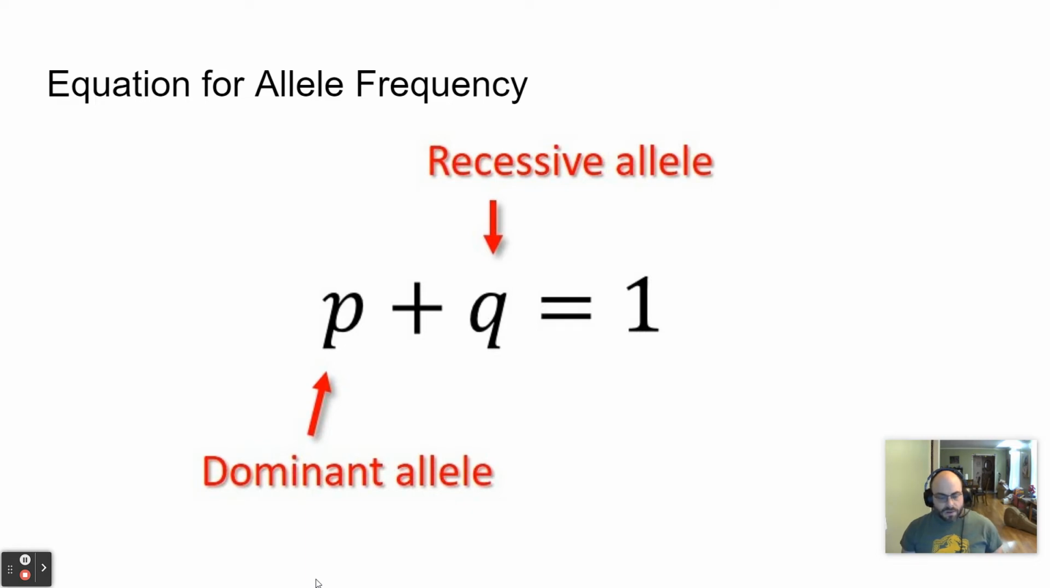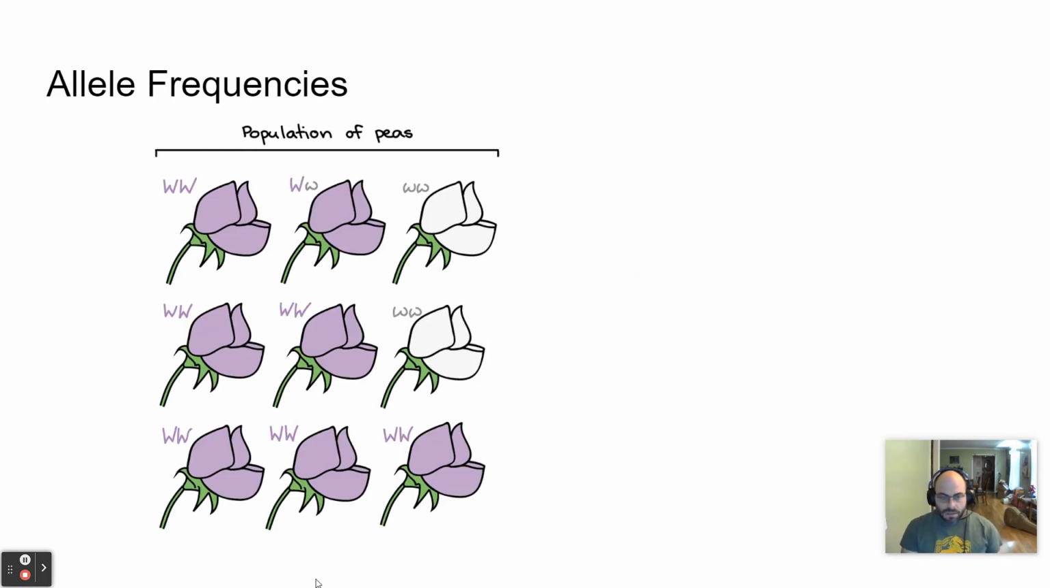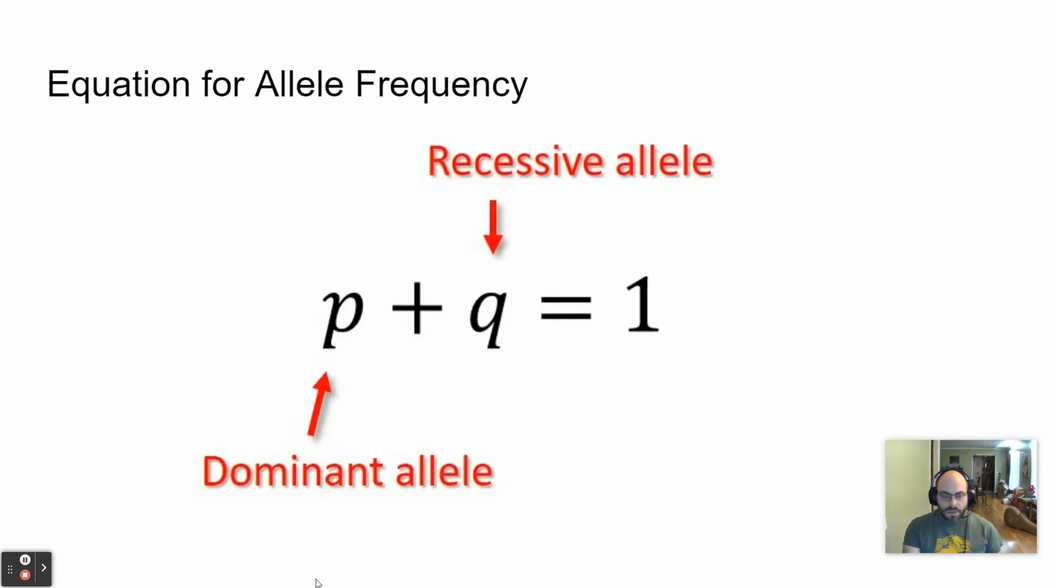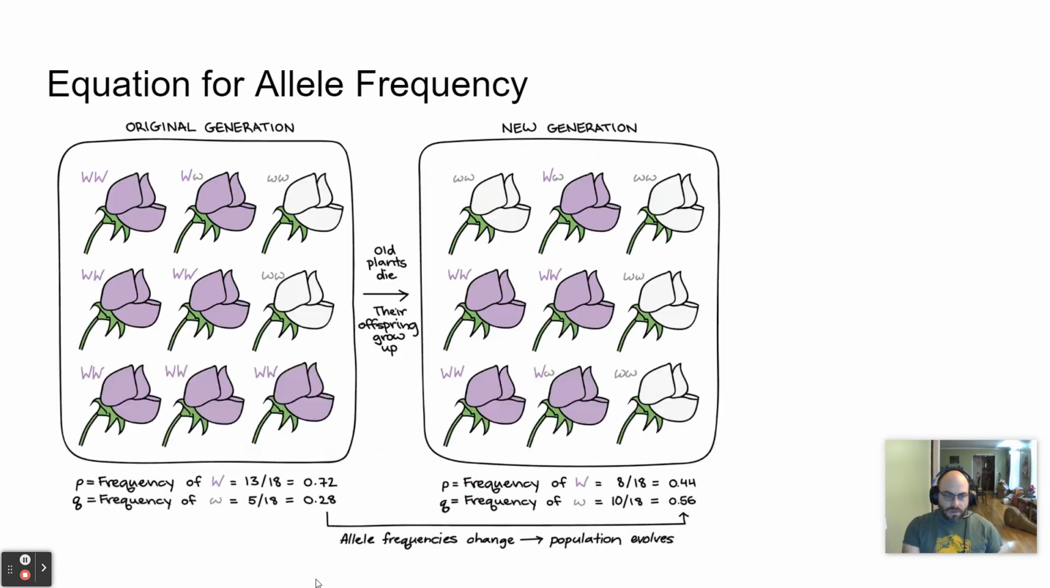Well, this is the first of the equations that we have dealing with this. These are the Hardy-Weinberg equations, and they say that the percentage of dominant alleles plus the percentage of recessive alleles in the population is equal to 1, which we just showed here. 28% are recessive, or 0.28, and then 0.72 would be the dominant allele. 0.28 plus 0.72 equals 1. Easy enough. So there's the first equation.